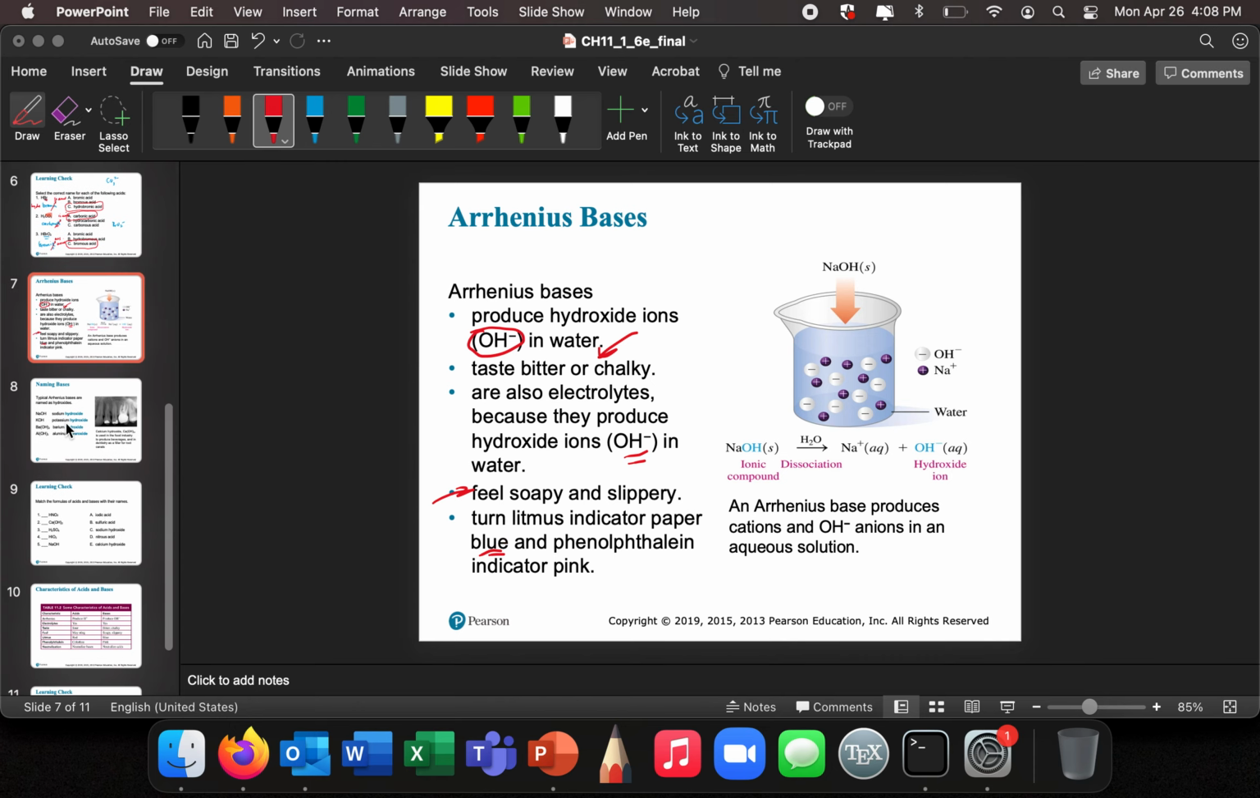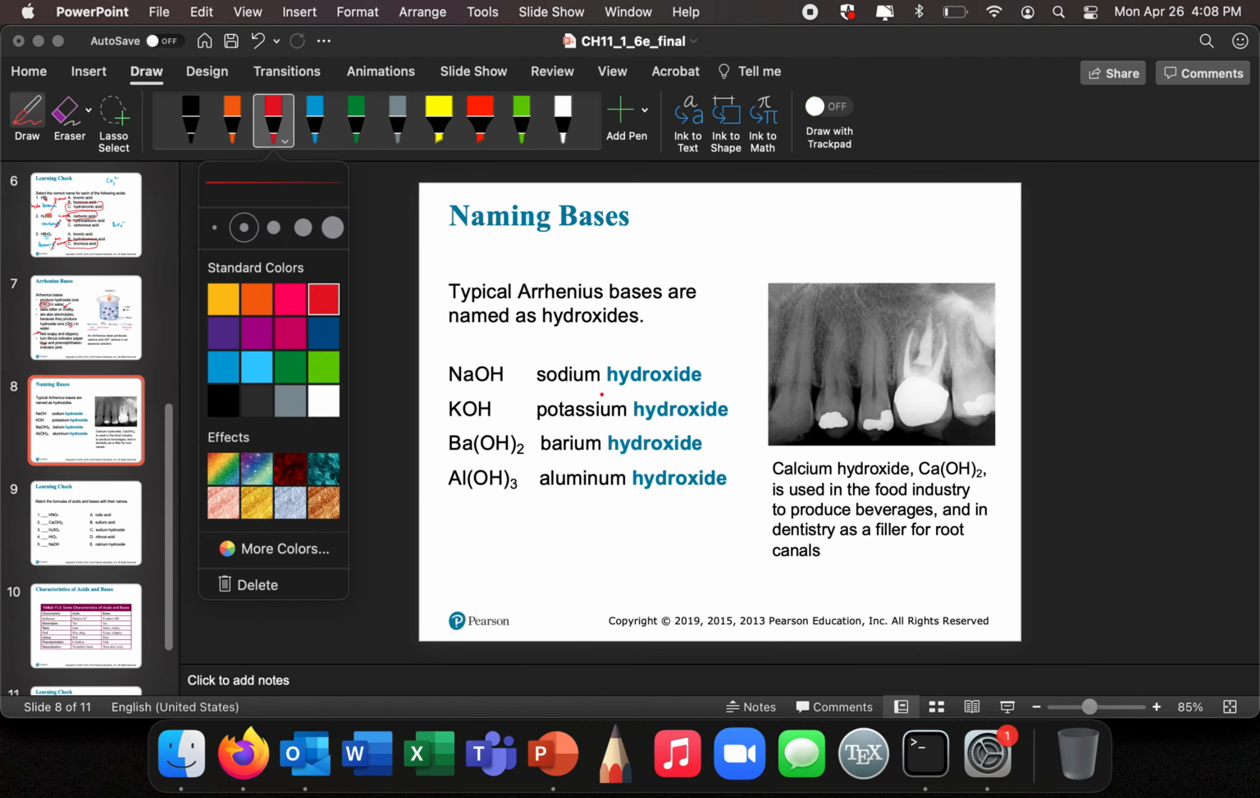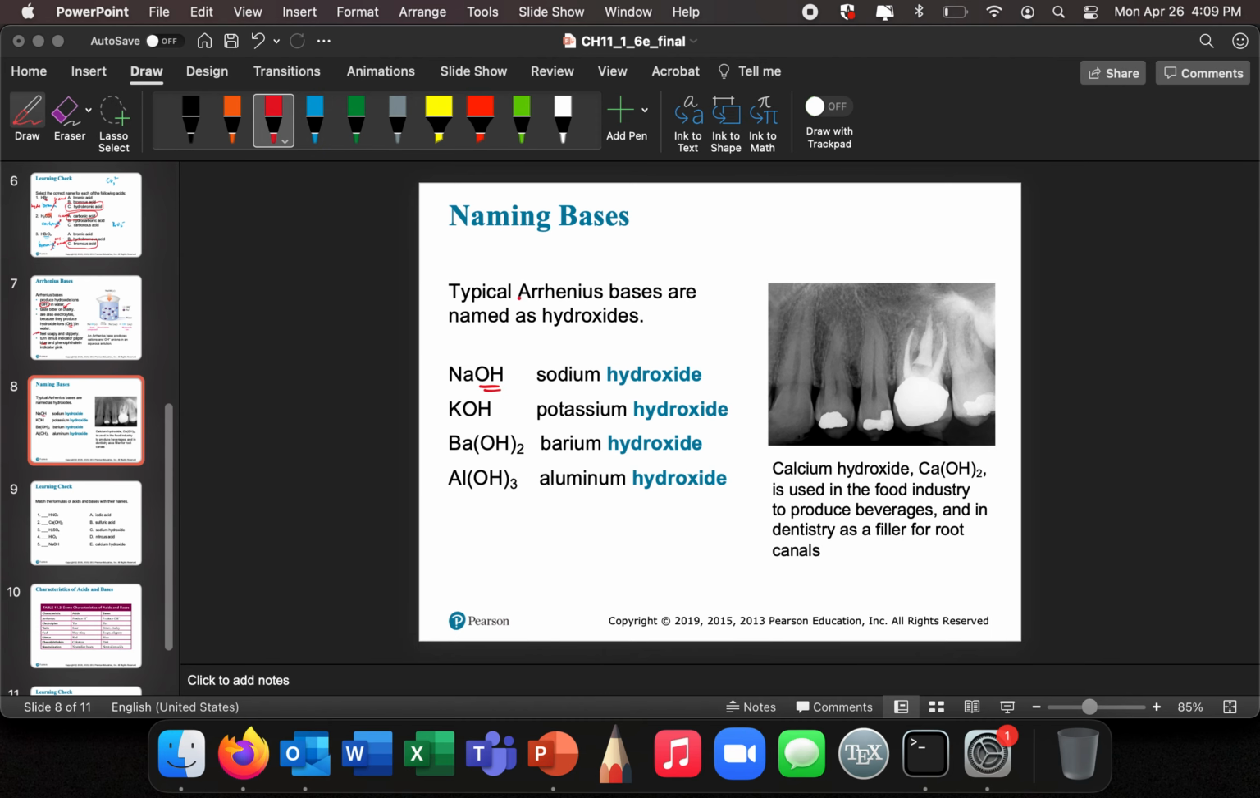Okay, so naming bases is I think pretty simple. We don't have as many bases to name as we do acids. Okay, so typical Arrhenius bases are called hydroxides. So we have sodium hydroxide, potassium hydroxide, barium hydroxide, and we don't say di or mono or tri, right? Because you have a metal in there, so it's an ionic compound. This is barium hydroxide and aluminum hydroxide.